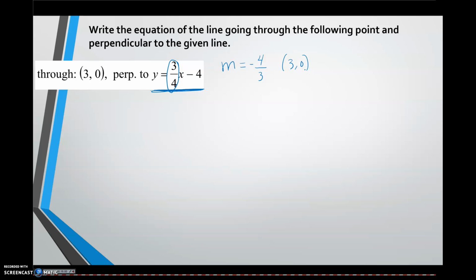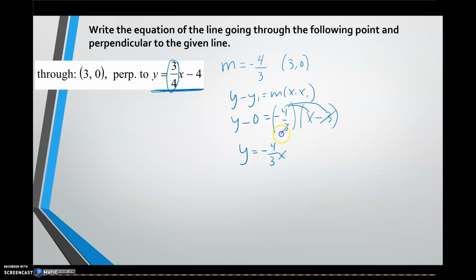I'm going to use my point slope form. So I'm going to have y minus y1 is equal to m times x minus x1. And y minus y1, that's 0, is equal to m, which is negative 4/3. X minus, and my x1 here is going to be 3. So y minus 0 is just y, and that's going to be equal to, when I multiply here, I'm going to get negative 4/3 x. And then negative 4/3 times a negative 3, well, the 3's cancel. And I'm going to get a positive 4.